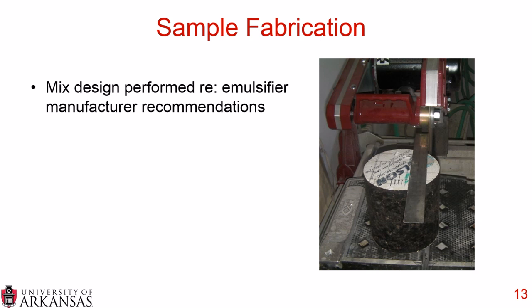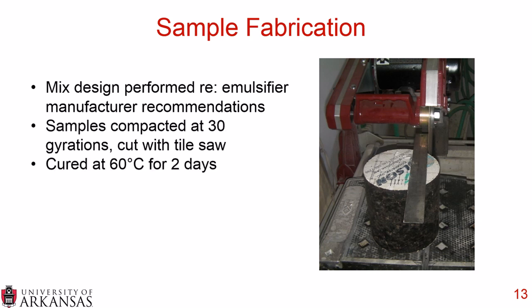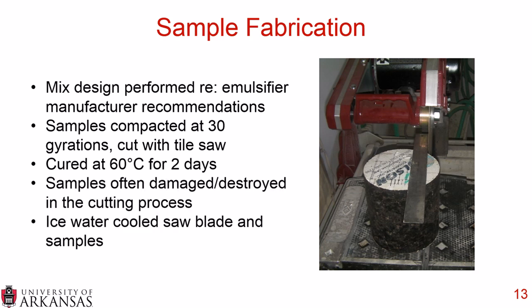For our sample fabrication, we were given a mix design that was performed by the emulsifier manufacturer. So using our material, a mix design was performed in order to run these tests. Samples were compacted at 30 gyrations at the optimal asphalt emulsion content and cut with the tile saw, and then they are cured at 60 degrees Celsius for 2 days.